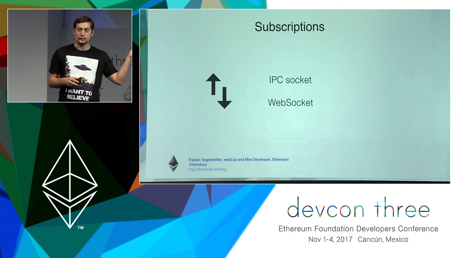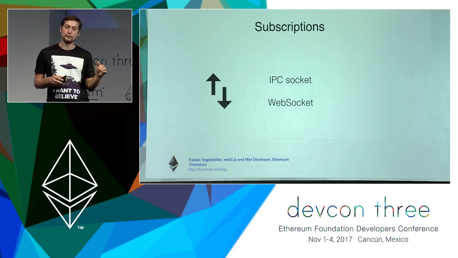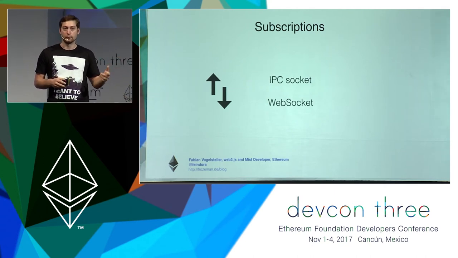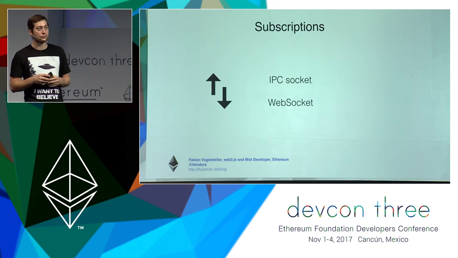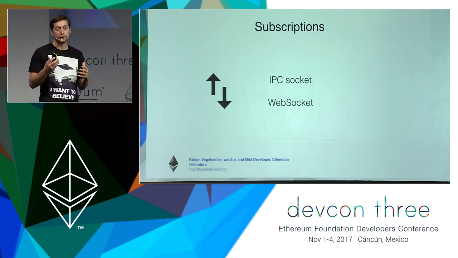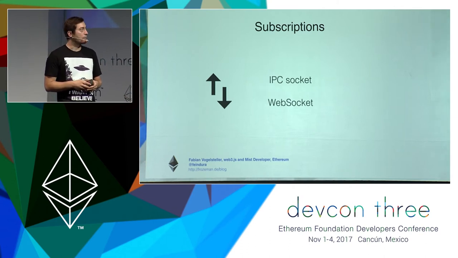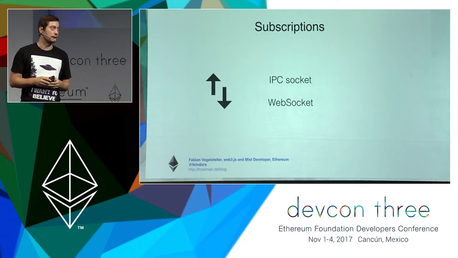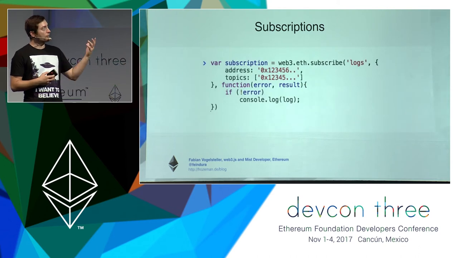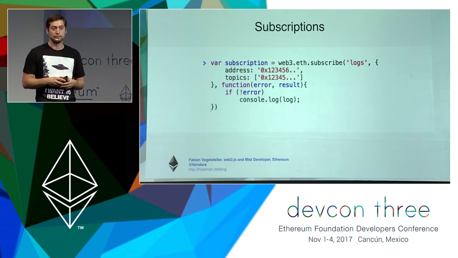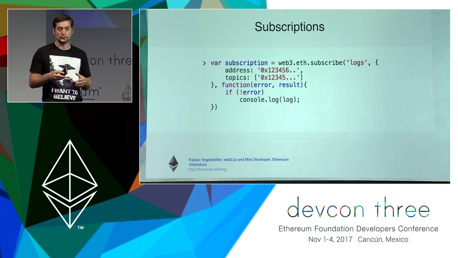So IPC sockets is basically the local socket you have when your node is running locally, and WebSockets is when you talk to a remote node. HTTP still works as well, but for subscriptions it can't work. There we are thinking about using some kind of polling again. But ideally, you make it work with WebSockets, or you actually have a local node running directly. So for example, a subscription could be logs, or pending transactions, or whether your node is syncing or not.